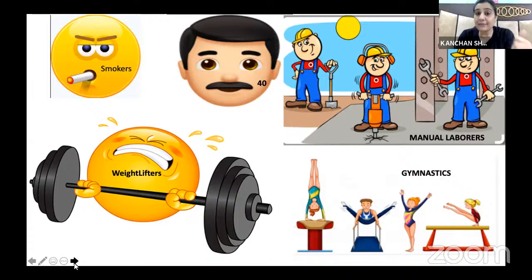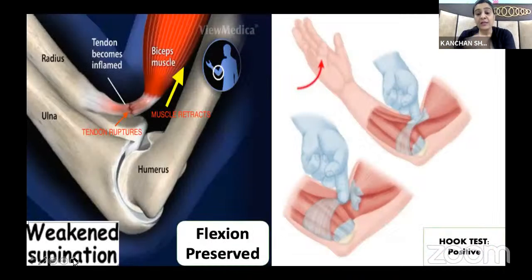Okay, so biceps tendon. Who are the individuals who are very much prone to inflammation of this tendon? Remember, males more than 40 years of age, smokers, weightlifters, manual laborers, and gymnasts. These are the people at high risk of developing inflammation of the distal tendon. Fine. So if the tendon is inflamed, tendinosis has set in.